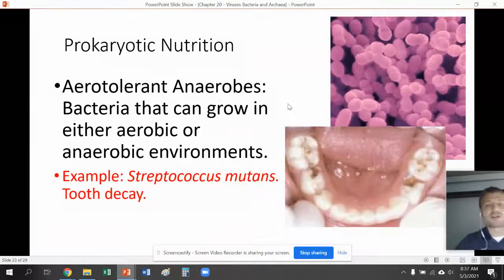And lastly, aerotolerant anaerobes, bacteria that can grow in either aerobic or anaerobic environments. Very close to the last, but just a little bit different.